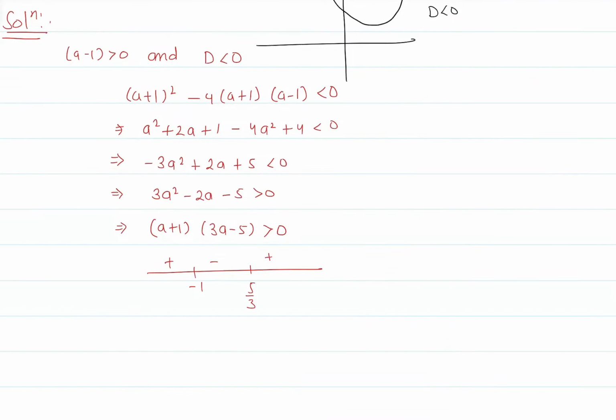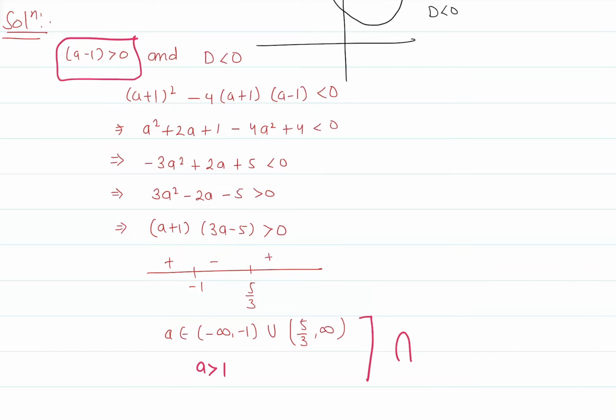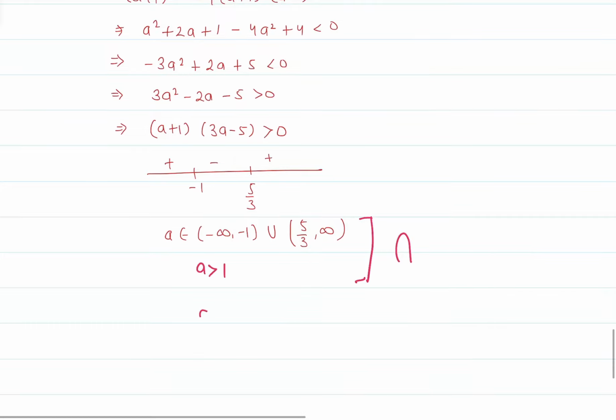So by d less than 0, we get a belongs to minus infinity to minus 1, open interval, union 5 divided by 3 to infinity. From this we have a is greater than 1. So if we take the intersection of these two, we get a belongs to 5 divided by 3 to infinity.